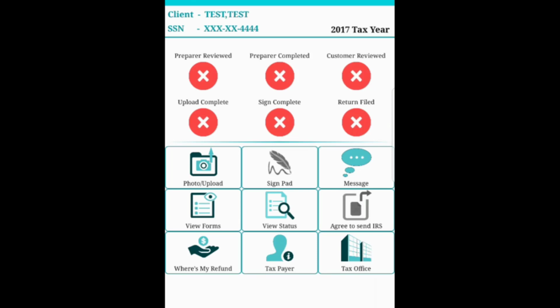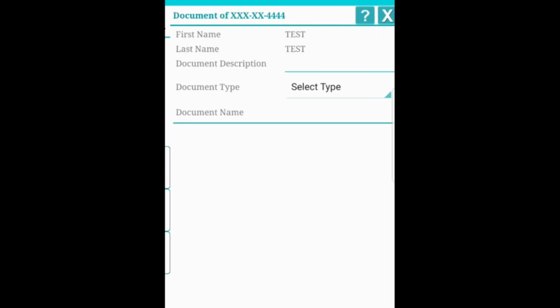So inside this dashboard, they can see the status of their return. They can upload documents. They can sign documents if they have documents available for signature. They can send messages. They can view forms. They can view the status. They can mark this box that they are ready and they agree that you can send this to the IRS. They can check where's my refund. They can view their contact information. They can view the tax office information. So we're going to go through these one by one. We're going to start with upload documents.